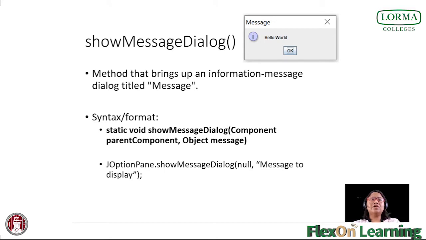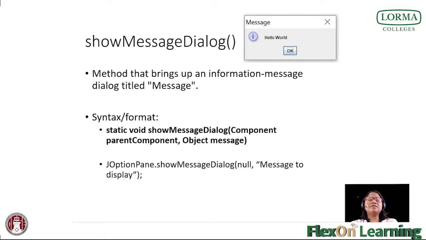For today's session, our concentration would be on showMessageDialog. On the upper right portion of your monitor, you can see the sample for the show message dialog. This is a method that brings up an information message and it is titled Message. The syntax or the format as to how we are going to use it is as follows. First, static, followed by void, followed by the name of the method, which is showMessageDialog, open parentheses. The first argument is the parent component, and the second argument is the object message.